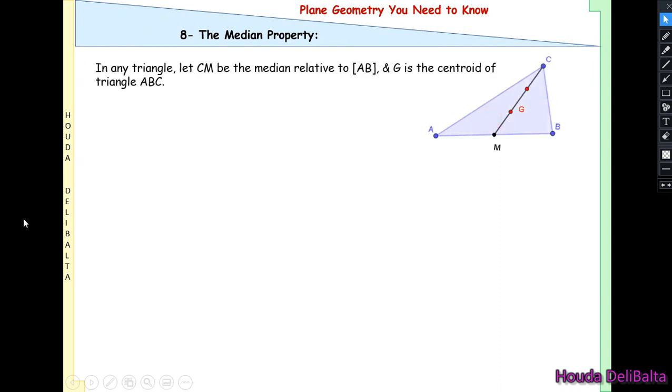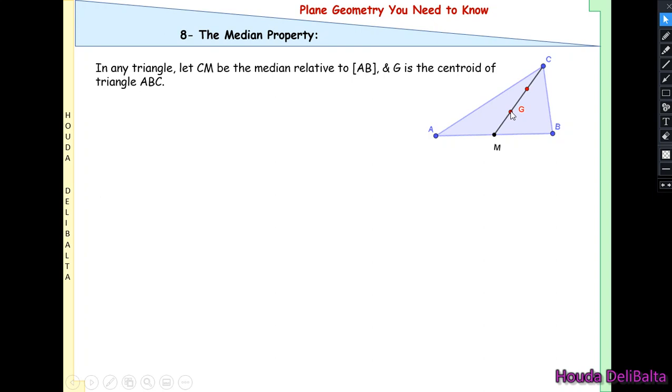Now let's talk about the median property in any triangle. We talked about the median property in the right triangle, and now we are going to talk about the median property in any triangle. In any triangle ABC, let CM be the median relative to AB. And G, this is the centroid. I marked it here.